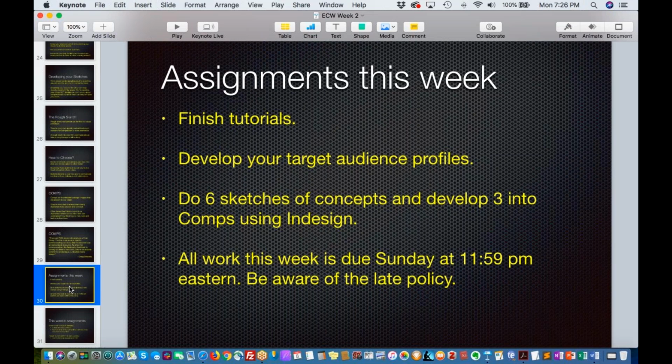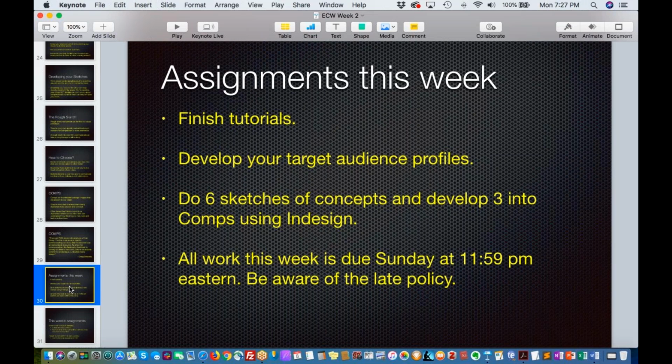Nothing is due this week until Sunday, but that doesn't mean you shouldn't get started on it right away. You should have opened everything up already and gotten your workflow ready for this week, because there's tutorials you have to watch, there's 6 sketches you have to develop, there's a chapter you need to read, you need to develop your target audience profiles. So there's a lot of work to do before you actually start sketching, and then even more work before you start working on your comps.